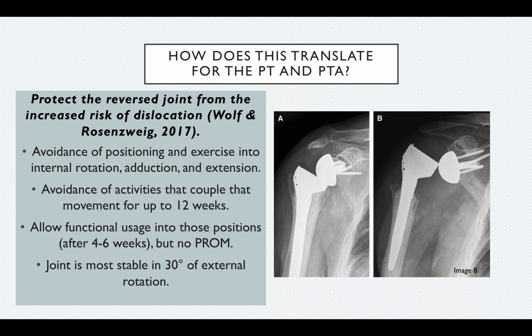But we will allow functional usage into these positions after 4 to 6 weeks, but without adding the stress of passive range of motion. It is also helpful to understand that the joint is most stable in 30 degrees of external rotation. Unlike with your traditional shoulder arthroplasty, which avoids external rotation at first, the RTSA joint is most stable in some external rotation.